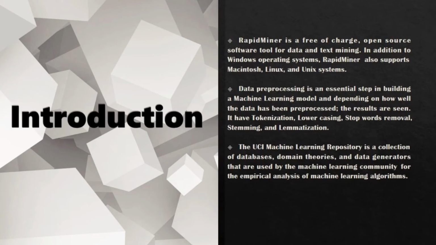In addition, data pre-processing is an essential step in building a machine learning model, and depending on how well the data has been pre-processed, the results are seen. It has tokenization, lower casing, stop words removal, stemming, and lemmatization. Lastly, the UCI Machine Learning Repository is a collection of databases, domain theories, and data generators that are used by the machine learning community for the empirical analysis of machine learning algorithms.